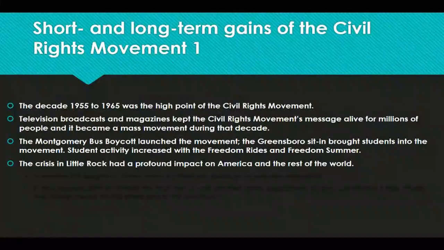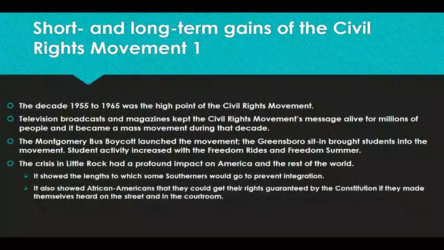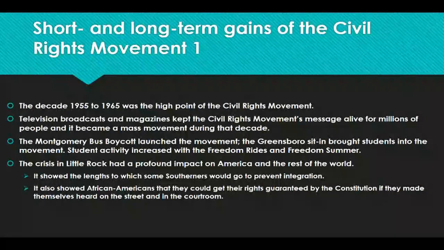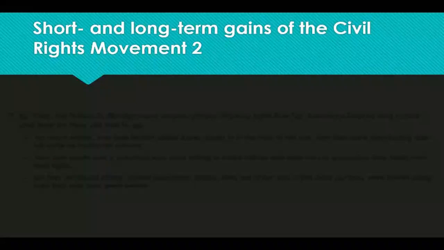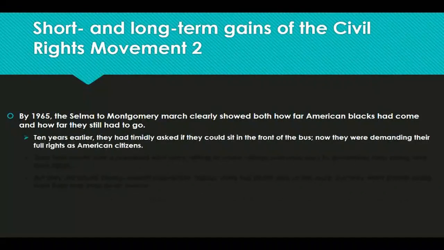The crisis in Little Rock had a profound impact on America and on the rest of the world. It showed the lengths to which some Southerners would go to prevent integration, and it also showed African Americans that they could get their rights guaranteed by the Constitution if they made themselves heard on the street and in the courtroom. By 1965, the Selma to Montgomery March clearly showed both how far African Americans had come and how far they still had to go. Ten years earlier, they had timidly asked if they could sit in the front of the bus. Now they were demanding their full rights as American citizens.